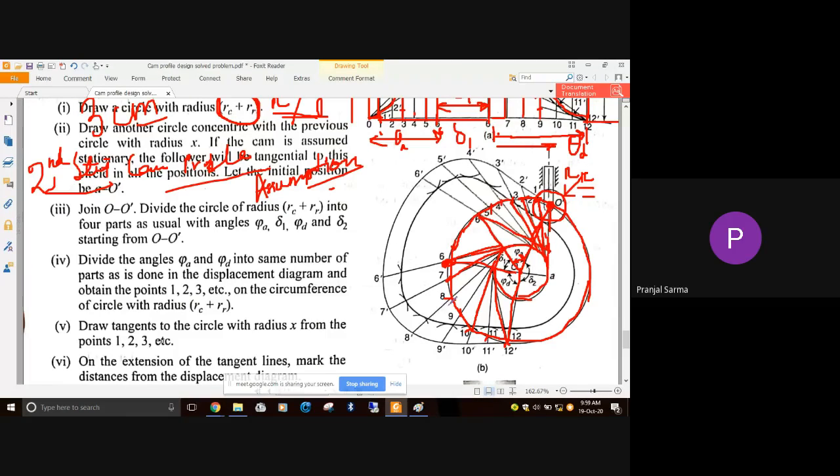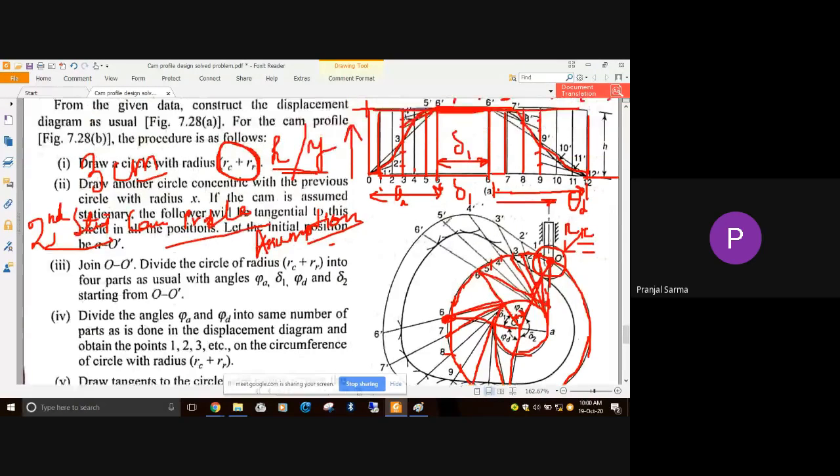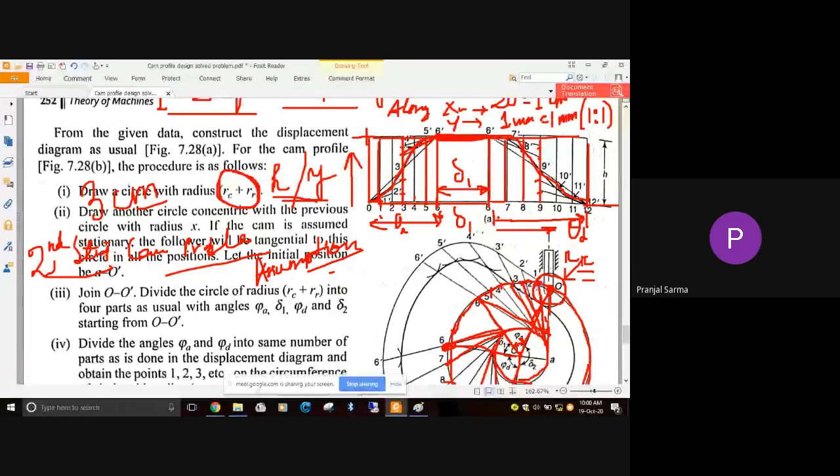Okay, thank you. Now our last two steps are remaining. Just like in the previous cases, we are already ready with the division. From the displacement diagram, we just have to locate or measure these extension distances and extend by that much. For the first division, from here to here is the amount of extension, so along the tangent in the first division you will be extending this much.